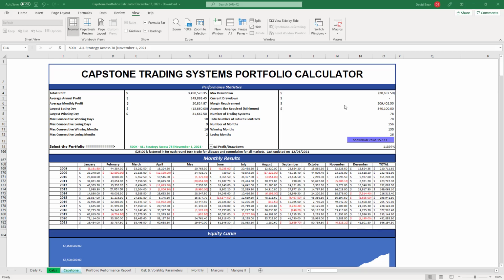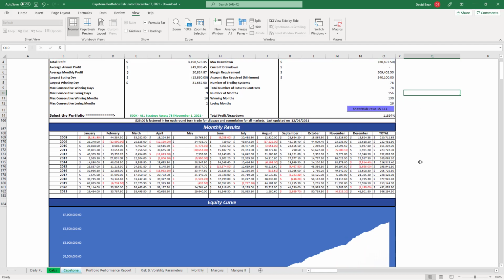Good trading streak recently. We have brand new equity peaks in all the portfolios here. Let's take a look at each one of those. 500K portfolio. It includes 78 strategies. Capitalization recommended is 500,000, and it is up 41,000 this month.